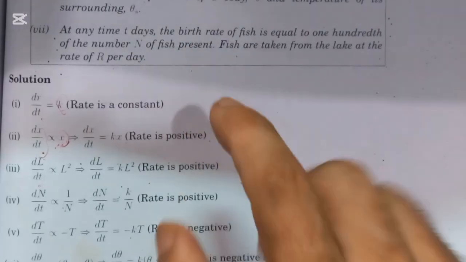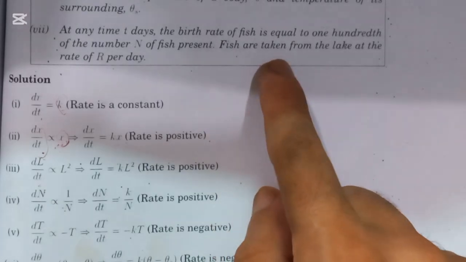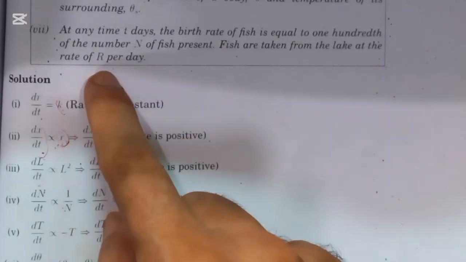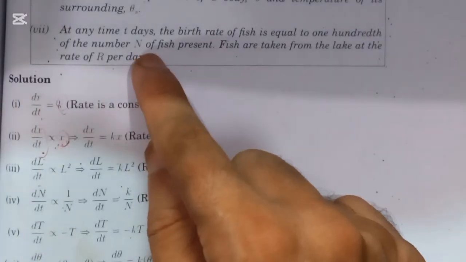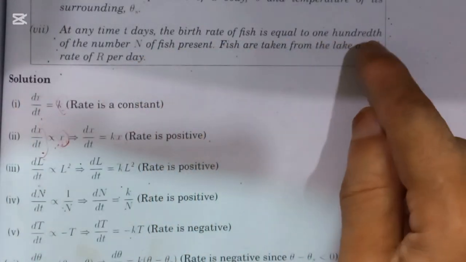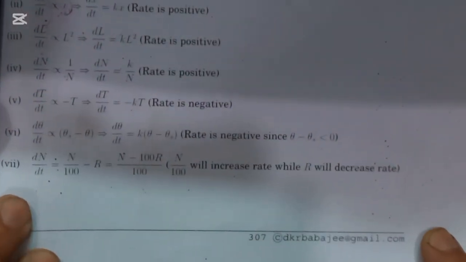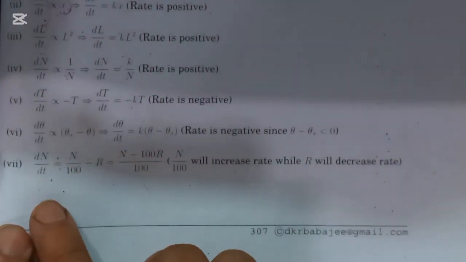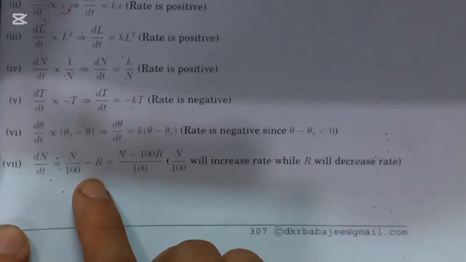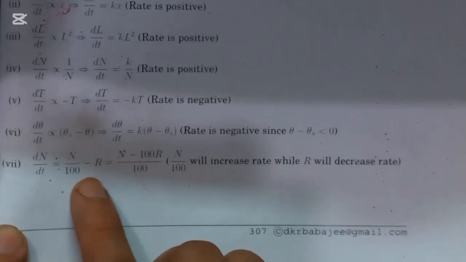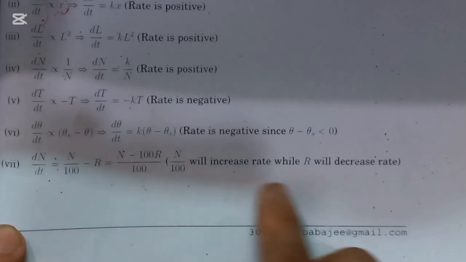Okay, fish present. So present means something will be subtracted. Look now, fish are taken from the lake at the rate of r per day. So when this is taken, the left thing will be N minus r. So N by 100 minus r will be left. Look now, this is the solution. So dN over dt is equal to N over r minus 100. The same thing will be solved now. Put a constant k on the right hand side value, and this thing will be obtained.